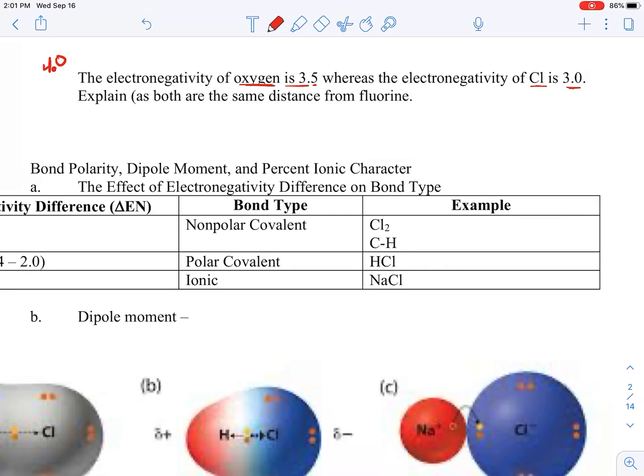All right. So why do you think oxygen is 3.5 and chlorine is 3.0? What is the major factor taking place there? Hopefully you guessed shielding. There is less shielding in oxygen, so we have greater attraction there. So shielding is kind of the bigger point. Whether we have more protons or shielding, shielding takes precedence. So the fewer electrons that we have.